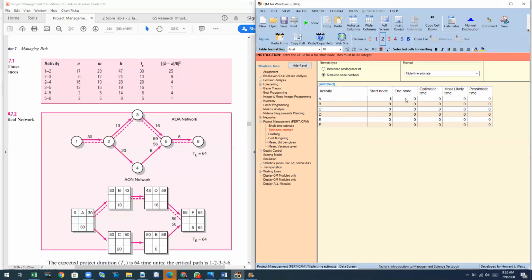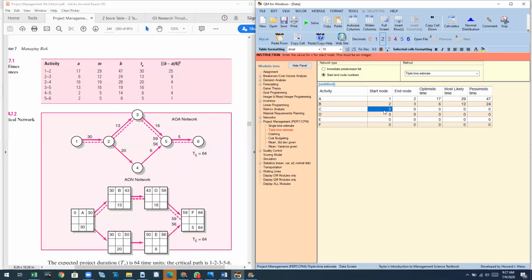So for activity A, the starting node is 1, right? Start node is 1, end node is 2. The optimistic time is 17, most likely time is 29, and pessimistic time is 47. Okay, for activity B, starting node is 2, end node is 3, optimistic time is 6, most likely is 12, and pessimistic is 24.